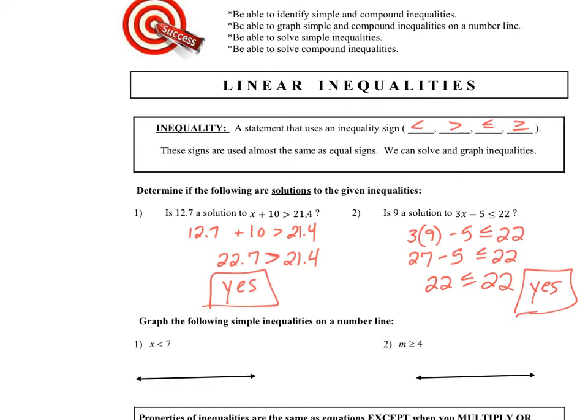So just so you're aware, this little dash below here on these means equal to, less than or equal to. So it can equal or it can be smaller than.